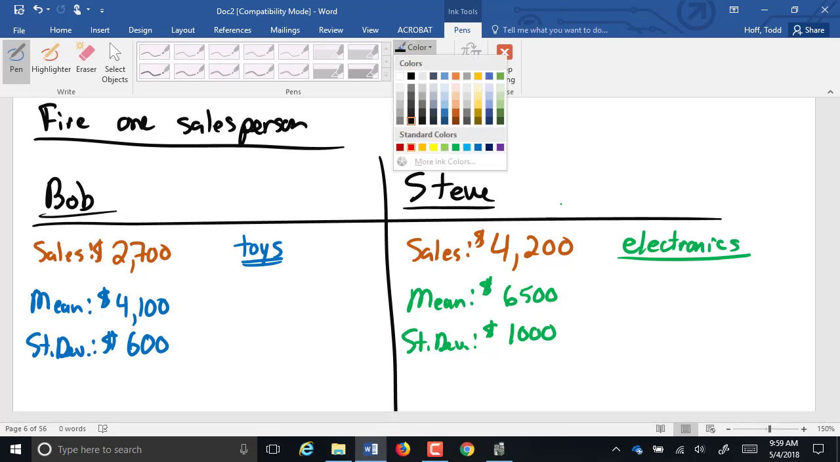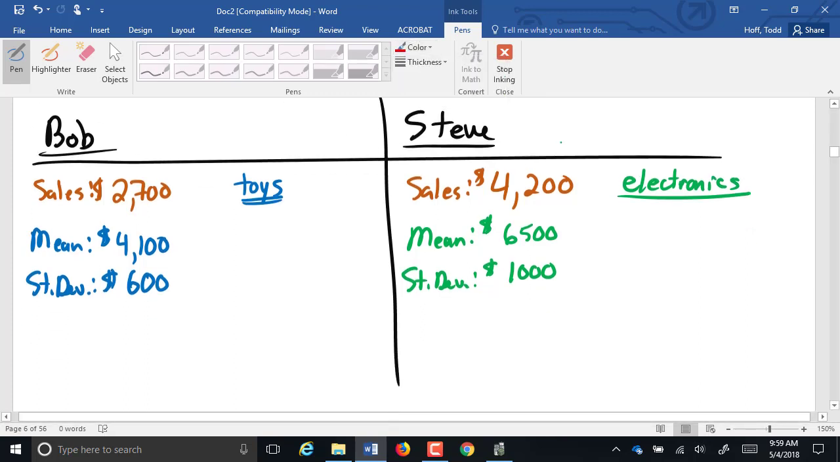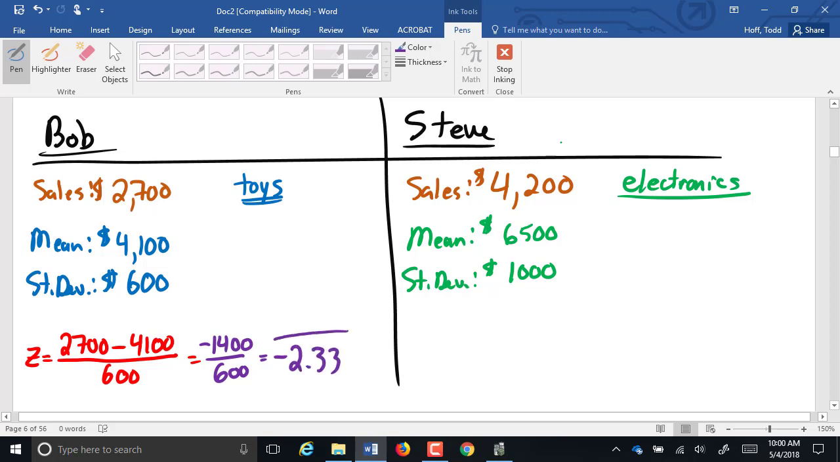Let's take a look. Let's do the z-score for Bob. Where do we start? 2,700 minus 4,100 divided by 600. Good. The value minus the mean divided by the standard deviation. 2,700 minus 4,100 is negative 1,400. Divided by 600 is negative 2.333333. Negative 2 1/3. The negative means that they're below the mean. So Bob's sales were 2 1/3 standard deviations below the mean for that department.